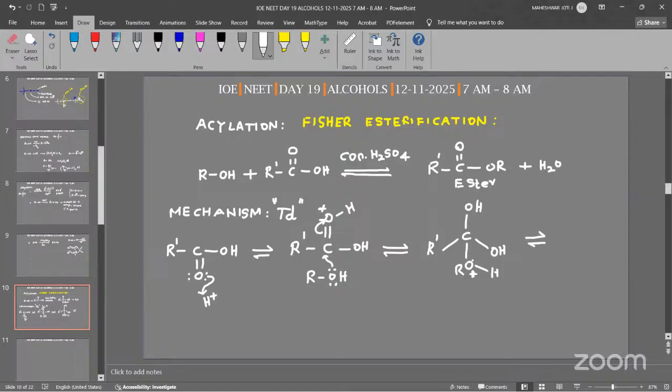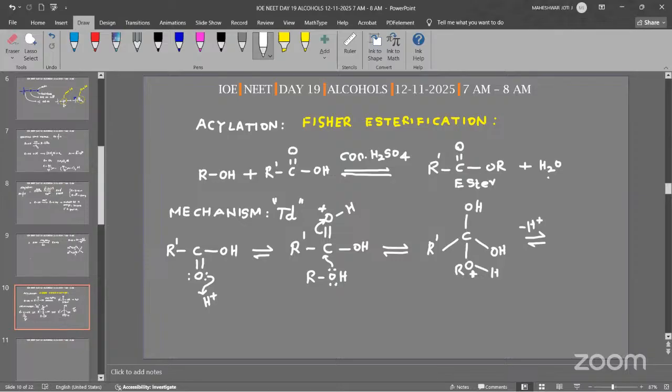See, this electron density goes back to the oxygen. Hydrogen comes out as H plus. So whatever H plus was consumed in the first step, which is from the acid, again the same H plus is released in this step. So H2SO4 is a catalyst, right? Now this H plus again reacts with one of these two OH groups. There is no condition that this H plus has to react with this OH only or that OH only. It can react with one of these two OH groups.